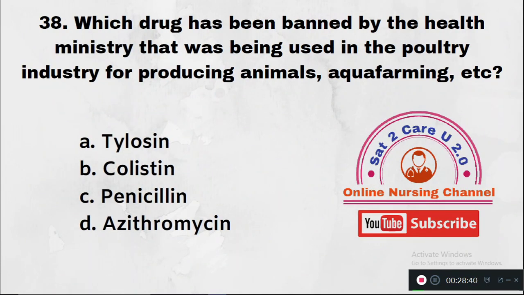Question number 38. Which drug that was being used in the poultry industry for producing animals, aquafarming, etc. has been banned by the health ministry? Option A, Tylosin, B, colistin, C, penicillin, D, azithromycin. Most of the chickens which we eat at home and in hotels are given this drug, which can cause more side effects in human beings. The drug which is banned is colistin.